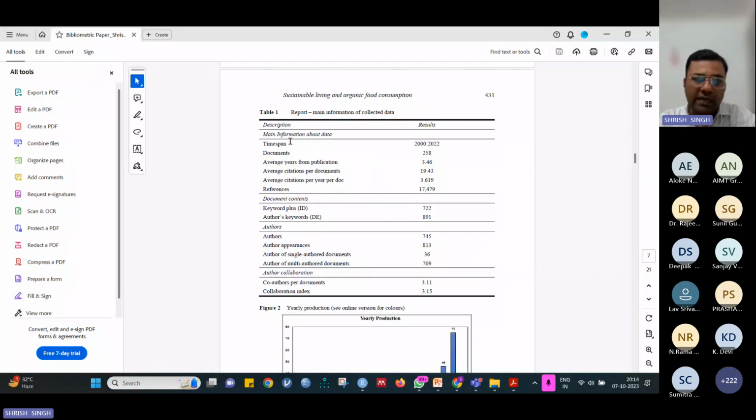So what is the main information? Most of the candidates are thinking that I made this entire table after doing a lot of hard work. But believe me, this was not done by me. This was done by the software only.